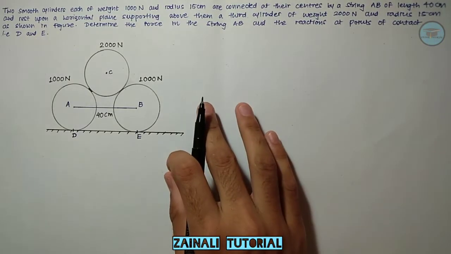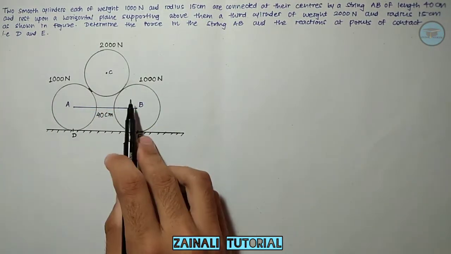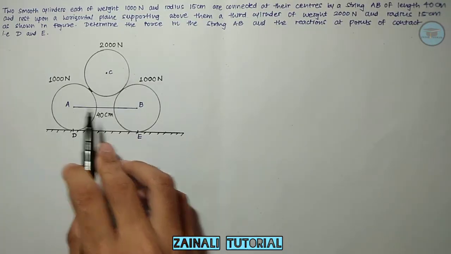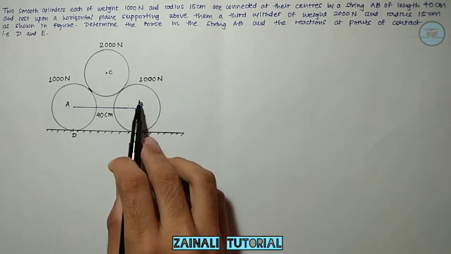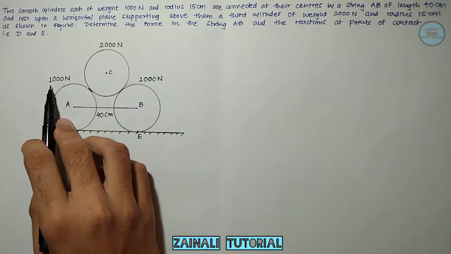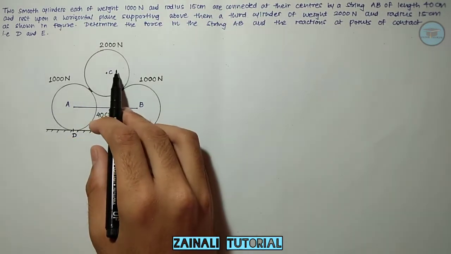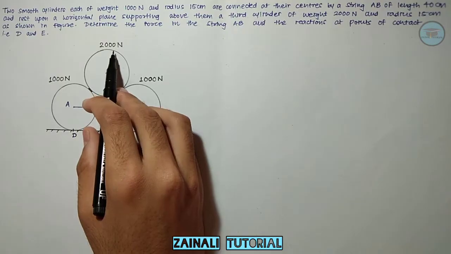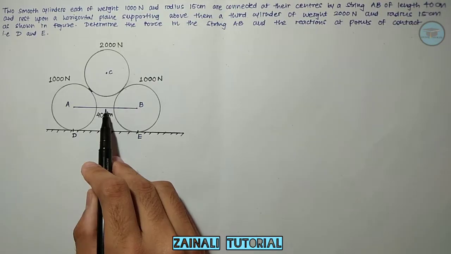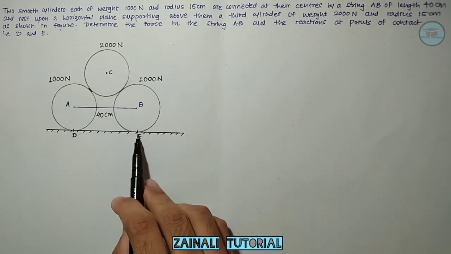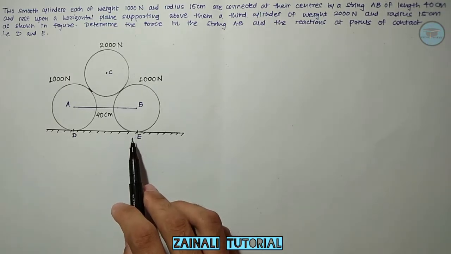So the problem here is mentioned. It consists of two smooth cylinders which are connected by a string AB of length 40 centimeter. Each cylinder has a weight of 1000 Newton and a radius of 15 centimeter. And there is a third cylinder having a weight of 2000 Newton and radius 15 centimeter as shown. We need to determine the force in the string AB and the reaction at the contact points, that is point D and E. So this is our task which we need to perform.